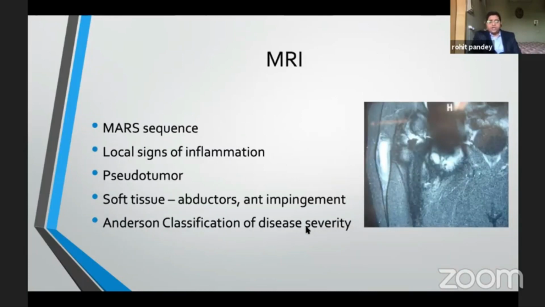MRI is a very important investigation in this case, like the MARS sequence, which is the metal artifact reduction sequence. It can show local signs of inflammation, like hypersensitivity in these MRIs, or it can show a pseudotumor or soft tissue involvement like abductor involvement or an anterior impingement. You have the Anderson classification, which may show the disease severity, but it is not that highly used.